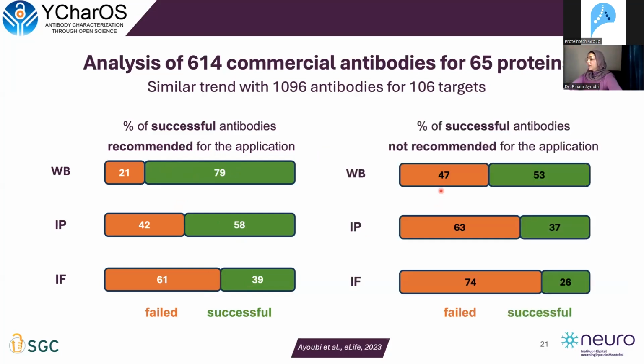When products were not originally recommended by the manufacturer, still half of the reagents succeeded and passed the knockout test in our hands in Western blot. 37% of the reagents still immunoprecipitated the protein, and 26% also immunostained the protein. It's worth noting that with our current numbers for more than 100 targets, the antibody performance still follows very much the same trend in all applications.